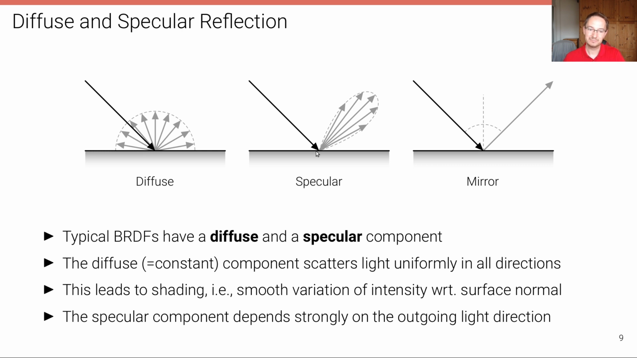The specular component, in contrast, strongly depends on the outgoing light direction, right? So there's a strong dependency here. It's not uniformly scattering, but it depends. It's going, like the strongest effect is in the perfect mirror direction.